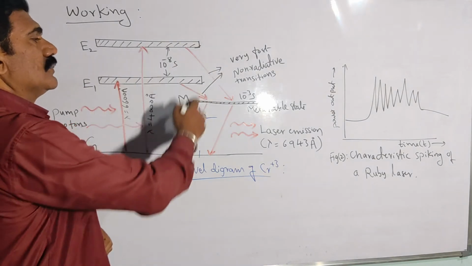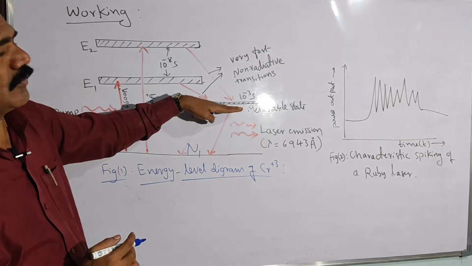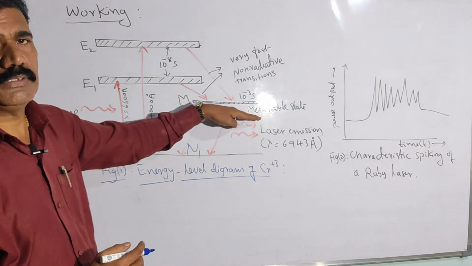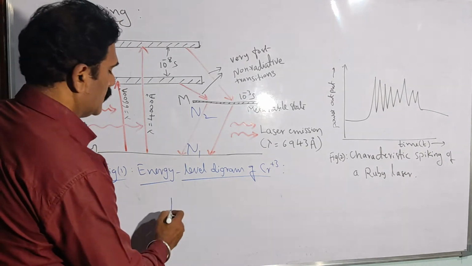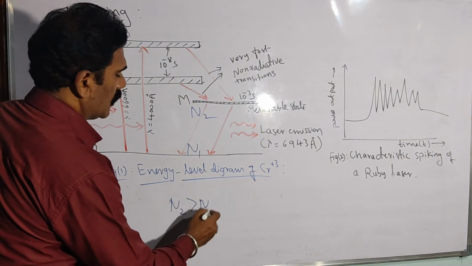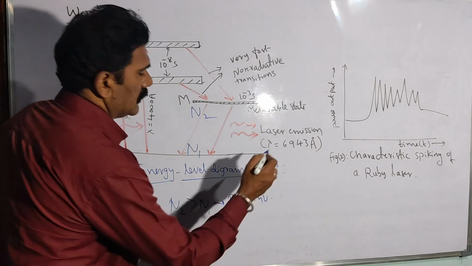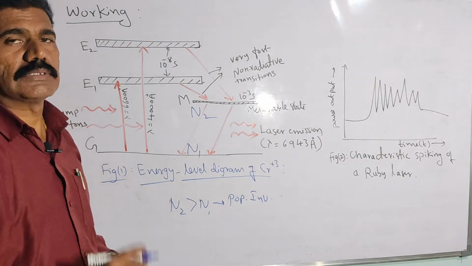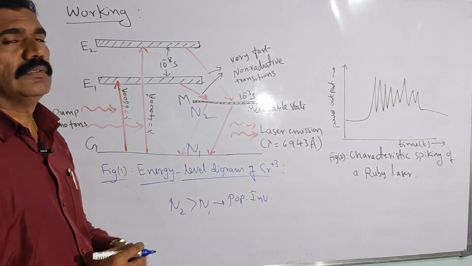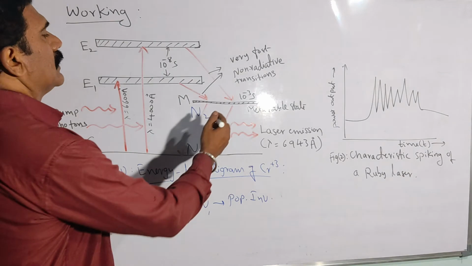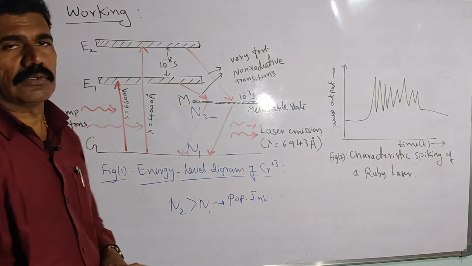As the process continues through complete excitation and de-excitation, due to the accumulation of more chromium atoms in the metastable state, N2 becomes greater than N1. Once N2 becomes greater than N1, we call it population inversion, right? That is what is required for the stimulated emission process. Once the population inversion is achieved, the chromium atoms will undergo downward transition from the metastable state to the ground state.